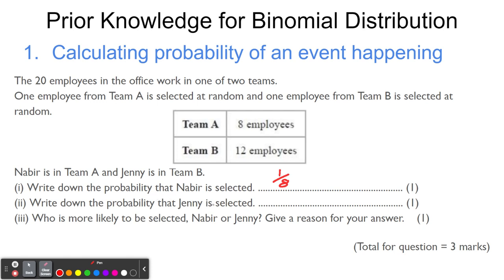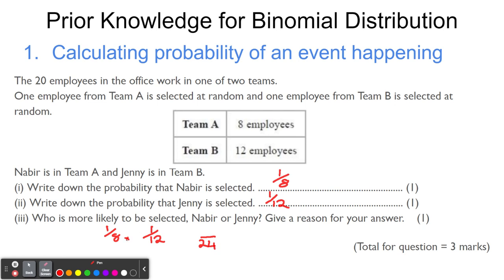And the probability of Jenny being selected, so she's in team B and she is one person out of the 12 employees in team B. So 1/12. And then who is more likely to be selected, Nabir or Jenny, and give a reason for your answer. So here we need to work out and compare fractions of 1/8 and 1/12. So when we're comparing fractions, we have to make the common denominator. So the lowest common multiple of 8 and 12 is 24.